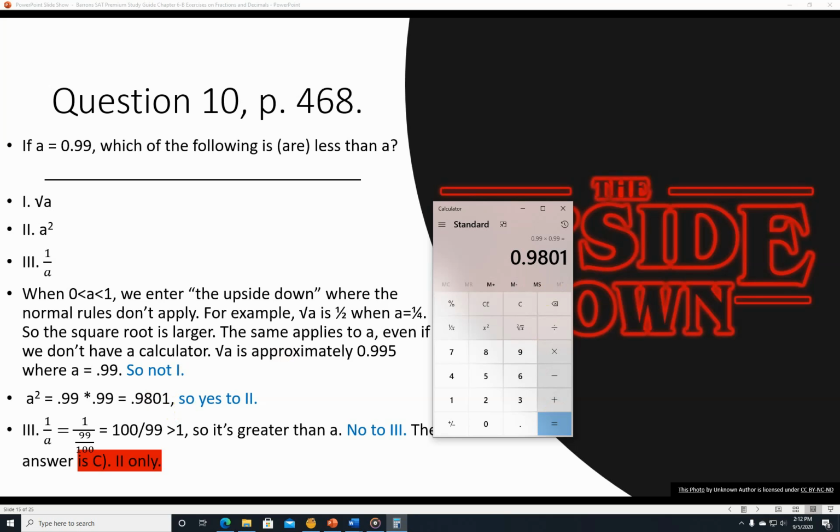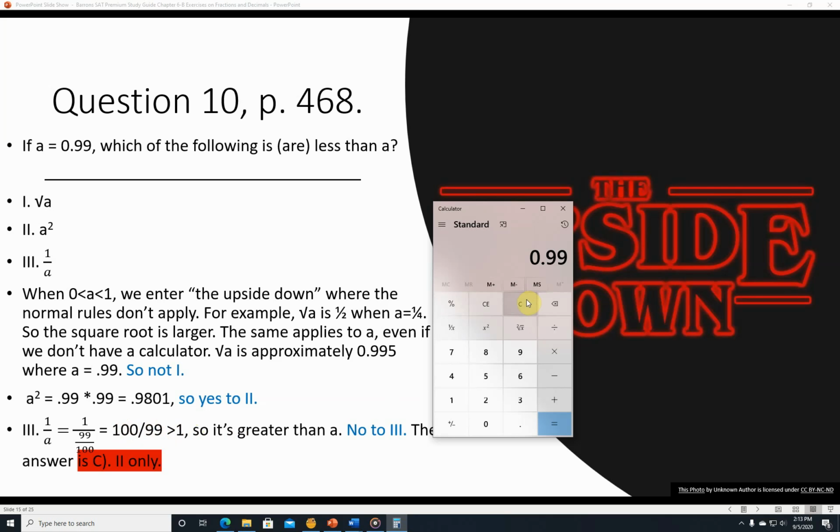All right. So the next thing we do is 3. 1 over a, well, okay, that's 1 over 99 over 100. So if you did it without a calculator, you could just go, well, that's 100 over 99. You don't have to be a math genius to know that 100 over 99 is a little bit bigger than 1 because the numerator is bigger than the denominator.